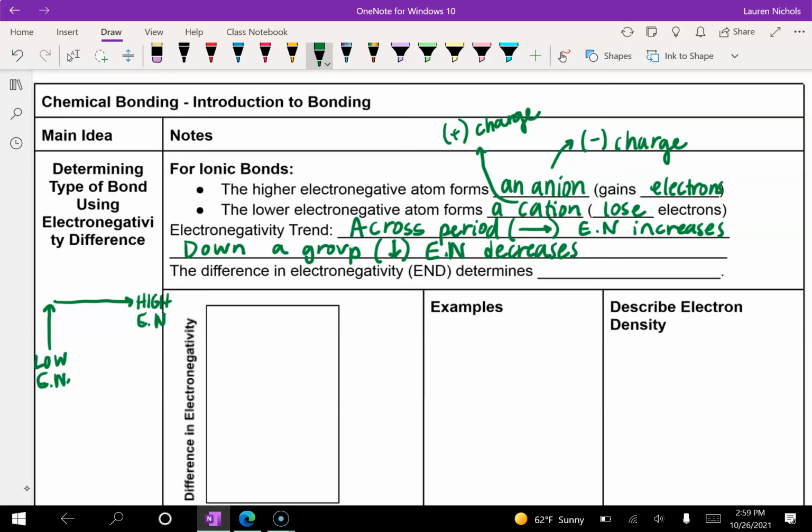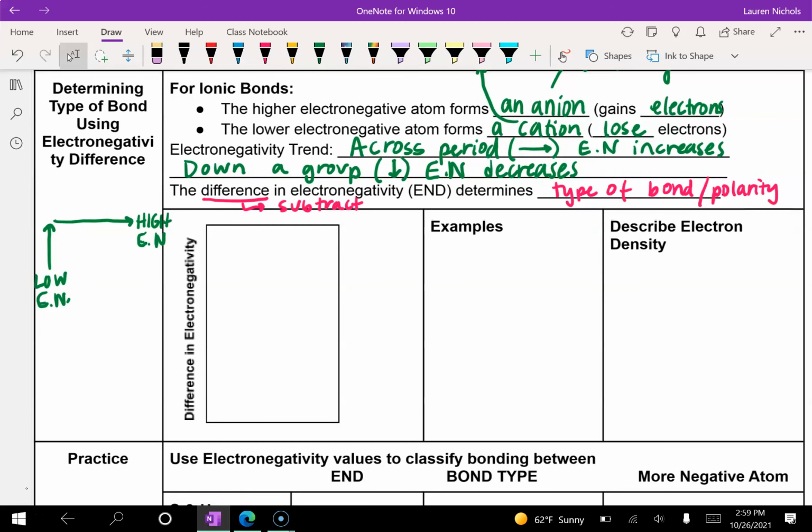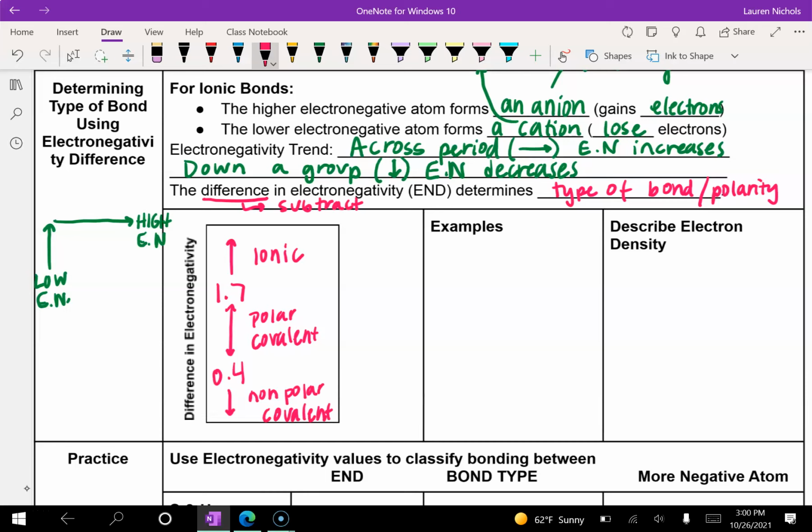So the difference in electronegativity, which remember, difference in math just means subtract. The difference between them determines the type of bond or polarity. So we're going to look at this here. When you're doing your electronegativity difference, there are 2 numbers that you're going to need to memorize, 1.7 and 0.4. If you have something that is higher than 1.7, then that means it will form an ionic bond. If it's between 1.7 and 0.4, that means it will form a polar covalent bond. And if it's less than 0.4 all the way to 0, that means it will form a non-polar covalent bond. So this is the difference there.